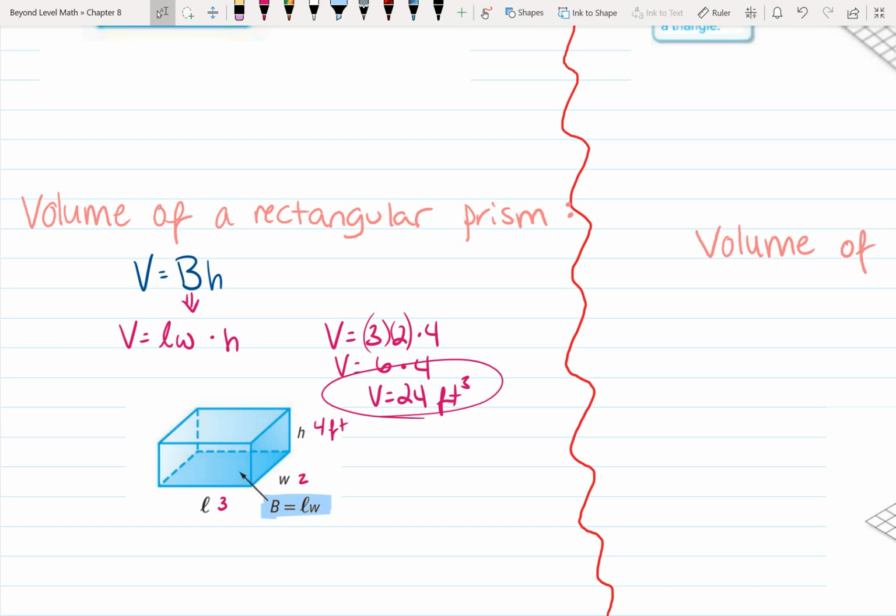Instead of saying length times width times height, the actual more appropriate formula is capital B, area of base, times height. So it's the area of the base times the height of that prism. Do not just write length times width times height. That is our 5th grade formula. We need to ramp it up and add on to it. And our 7th grade formula is the one in blue.